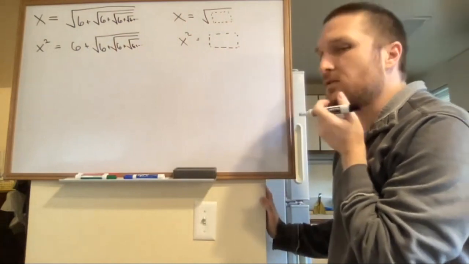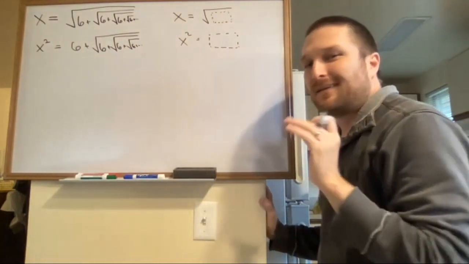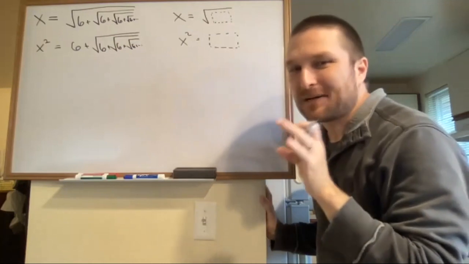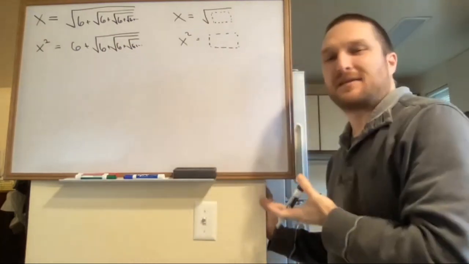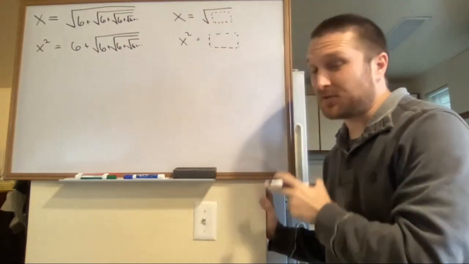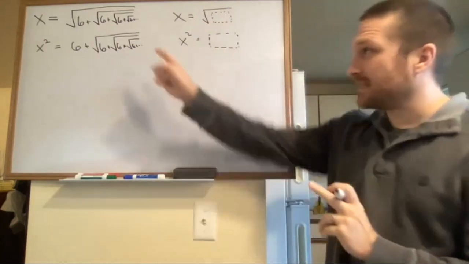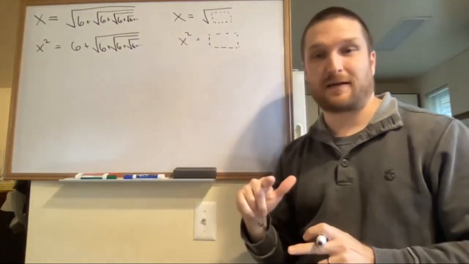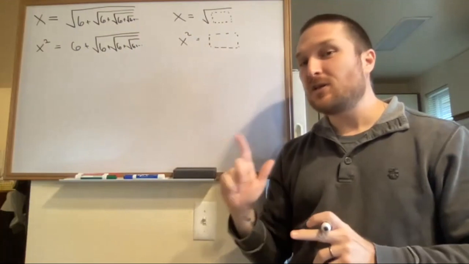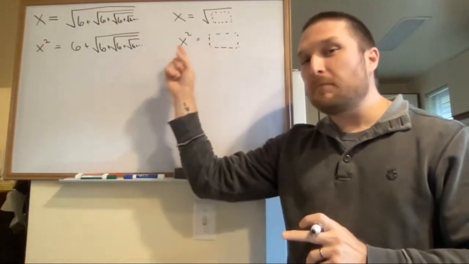Okay, here's the trick. And if you haven't seen this trick before, you would never think to do this. But once you've seen the trick, when you see problems like this in the future, you'll go, oh, maybe I could use this trick. And this is a really nice trick to use when you have infinitely many of something.